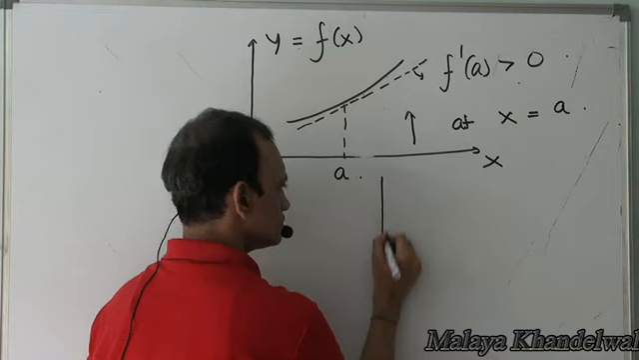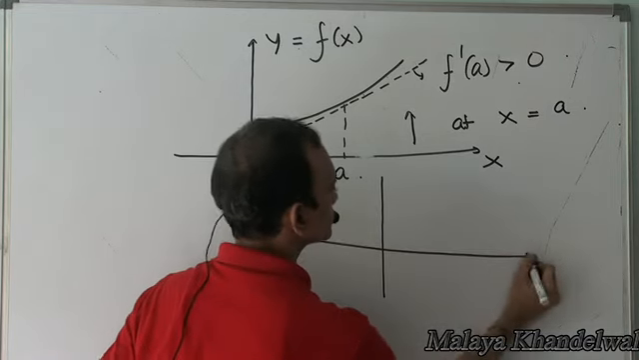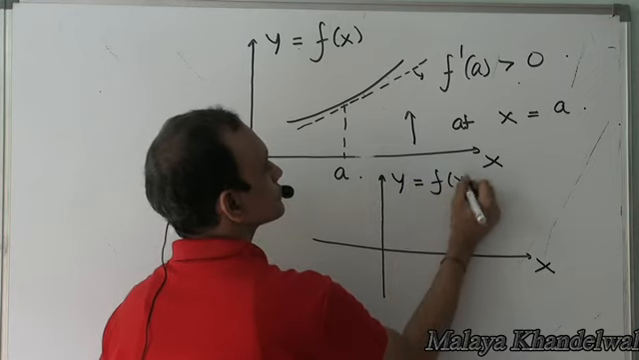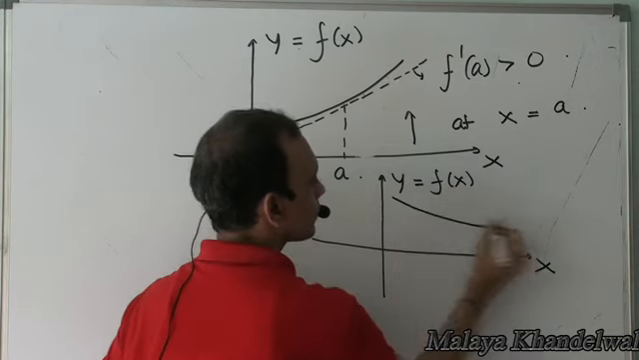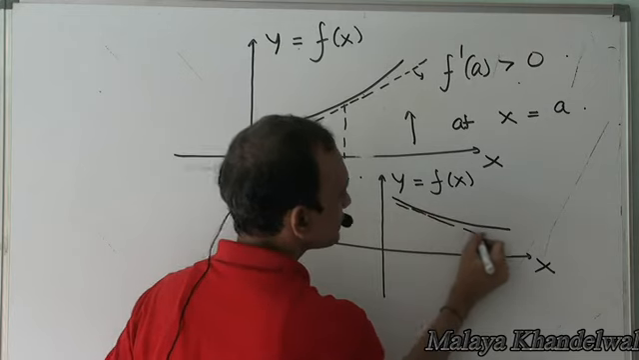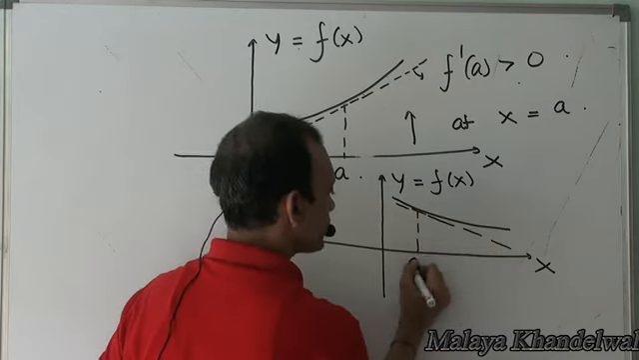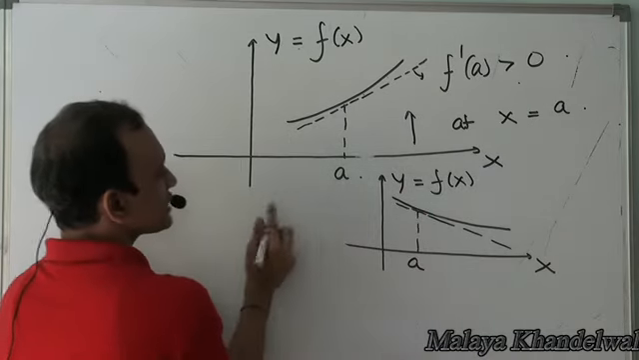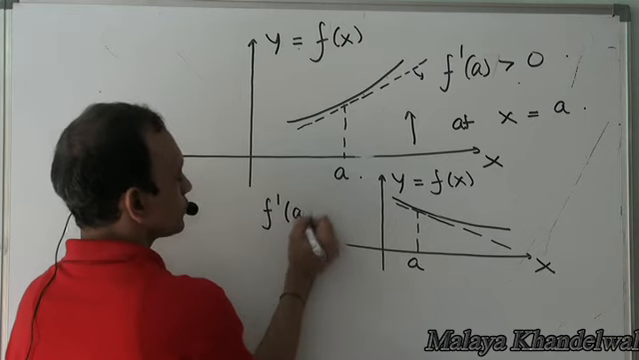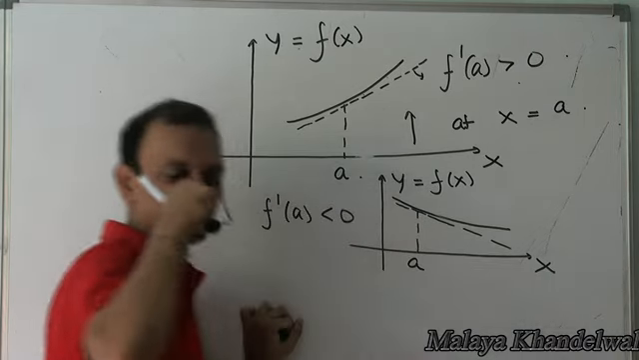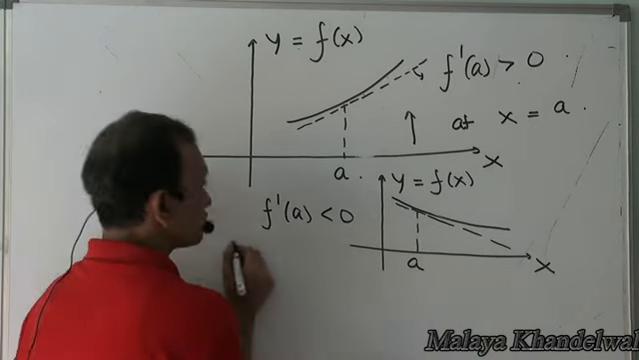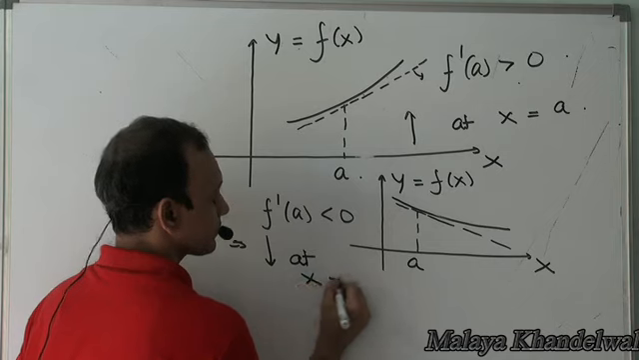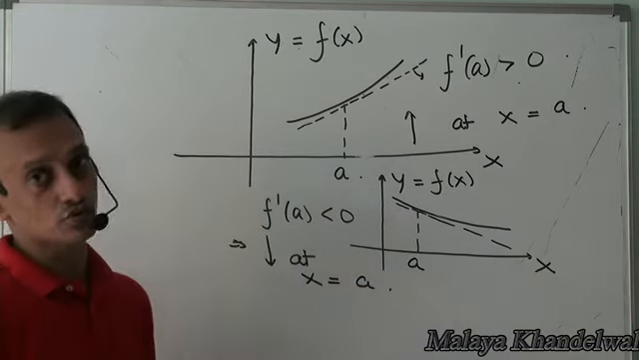Similarly, this is f dash at this point. At this point a, f dash a is the slope of this tangent, and if you find that f dash a is less than 0, then the function for sure is decreasing at x equal to a.